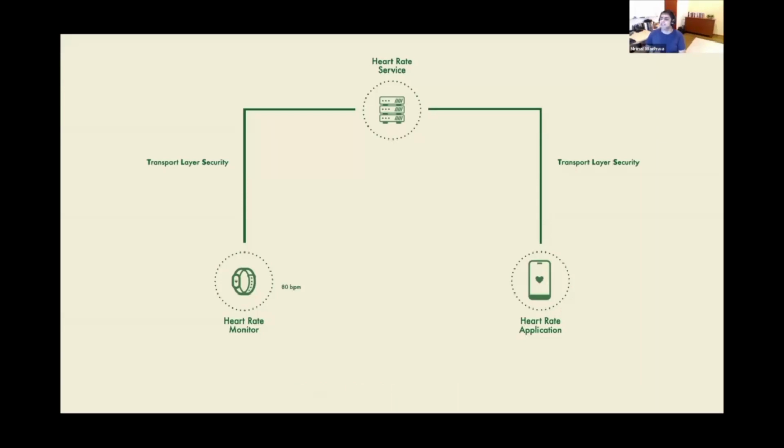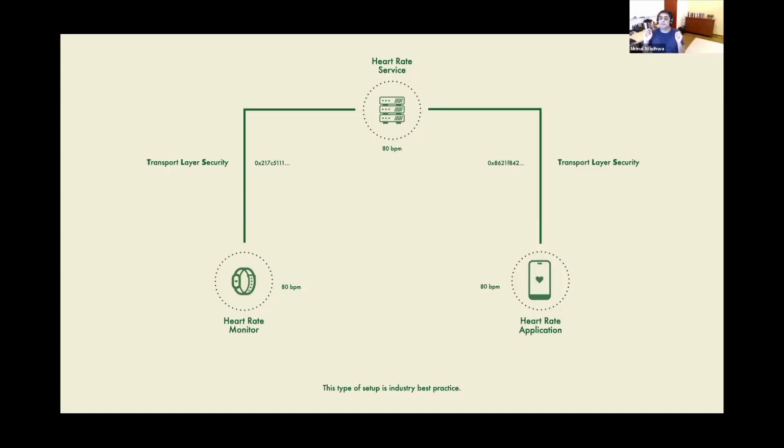So then what would happen is you take 80 beats per minute, it'll become some encrypted data en route, it'll become 80 beats per minute again on the service, and then it'll become a different encrypted data as it goes to the phone application. And this type of setup would be considered industry best practice today, right?